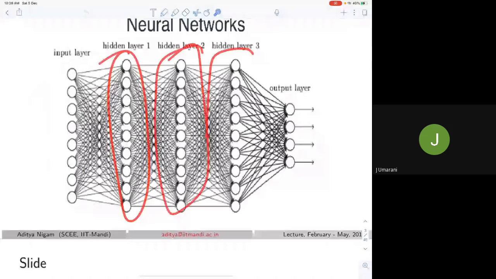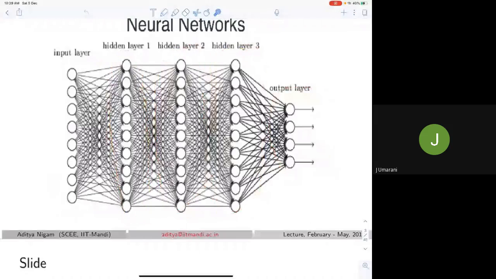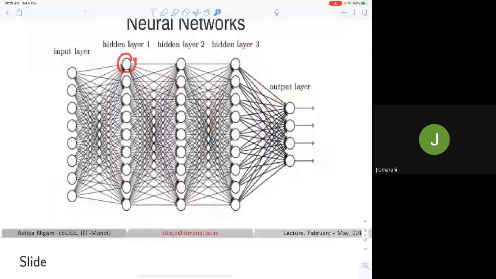Clear? Clear. Now you can see that this hidden neuron, this is one neuron, and it's connected to each and every input. Any neuron you take here is connected to each and everything which is in my input. That is why it is a fully connected network. This is my fully connected network.